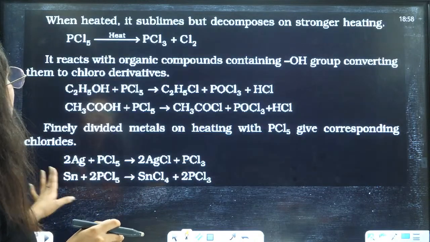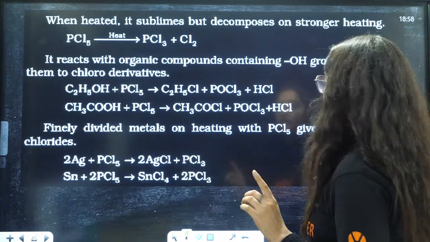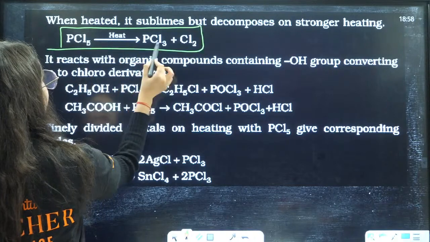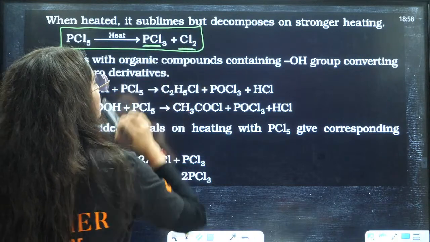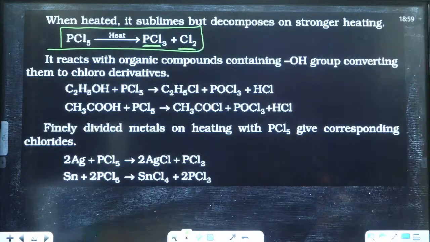Okay, guys. Now, this is a very important reaction. Why? When you heat it, it will give you PCl3 and Cl2. What is the reason behind that? Just give me a second. What is the reason behind that? Anybody in the chat box?